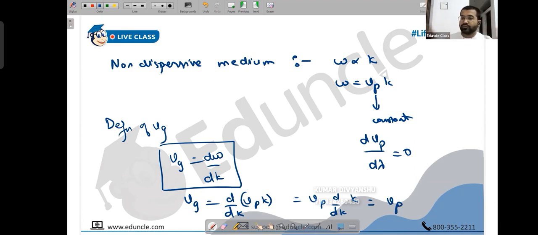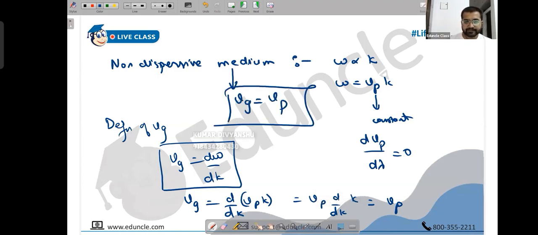Like I said, the envelope will move with the particles, people. Group velocity and phase velocity are the same, but this happens only in a non-dispersive medium. Because Vp is not a function of k, Vp is not a function of wavelength, Vp is constant. dVp by d lambda is 0, dVp by dk is 0, it's not a function of either of them. Vp is constant, people.